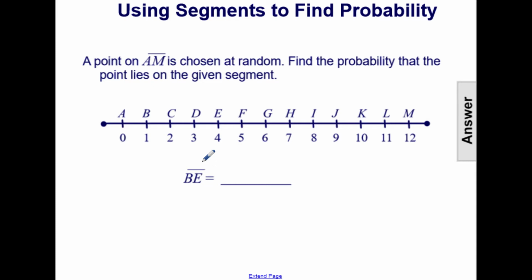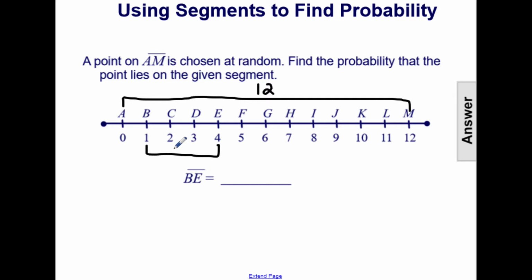Here we have segment AM, but now we want the probability that the point chosen at random is going to lie on the segment BE. Again, AM is a length of 12. B goes from 1, E is 4, so from 1 to 4, we have a length of 3. So the probability would be the length of BE over the length of AM, so we have 3 over 12, which simplifies to 1 over 4. So it's 1/4, or 0.25, or 25%.